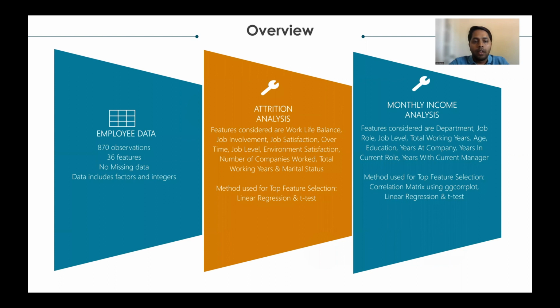As part of this case study, we were provided with employee data, which has 870 observations and 36 features. And we could find that there is no missing data in this data set. And most of the features were either factors or integers, which help us do the analysis in a better way. Doing the attrition analysis, we were able to find around 10 features affecting attrition. And using linear regression and t-test, we were able to find the top 3 factors affecting attrition.